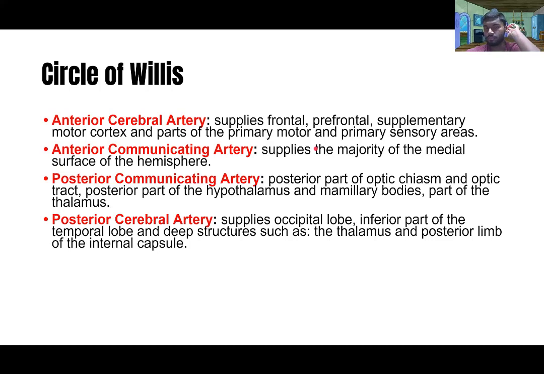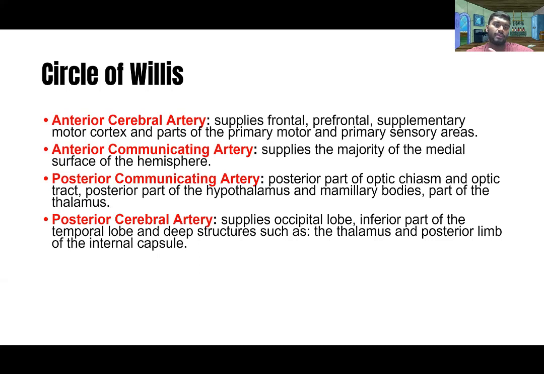Your posterior communicating artery is the thing that connects the anterior and posterior circulation. And these branching arteries will actually run medially and invade into the brain structure. So it will supply portions of the optic chiasm and the optic tract, so vision, the posterior portion of the hypothalamus, portions of your mammillary bodies, and part of the thalamus.